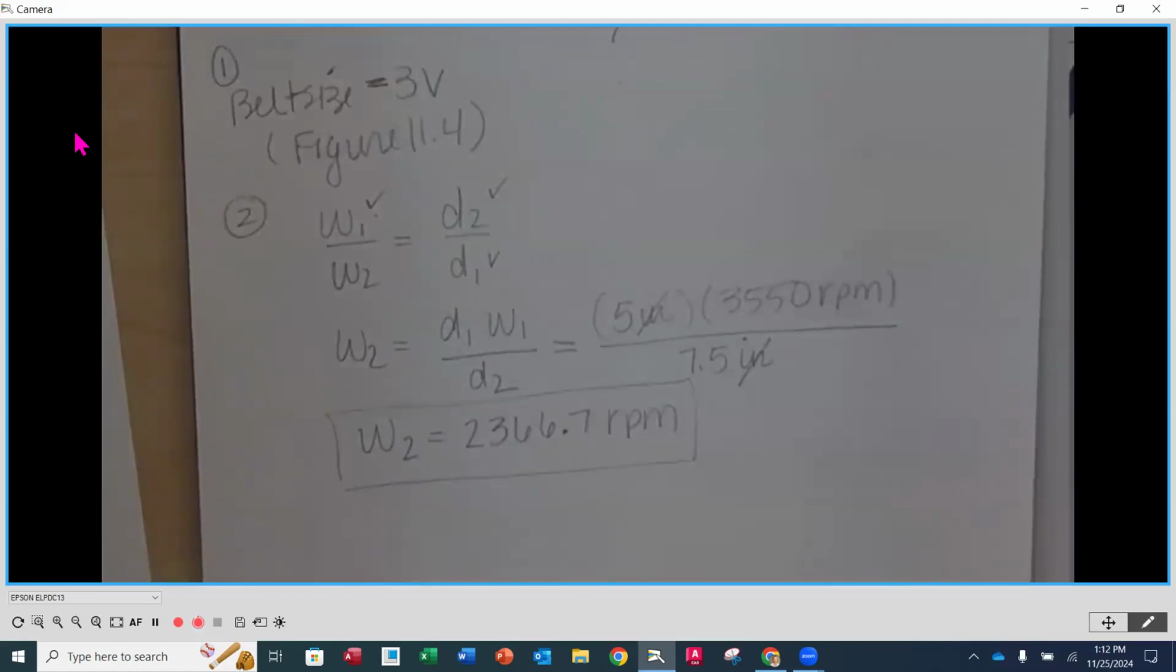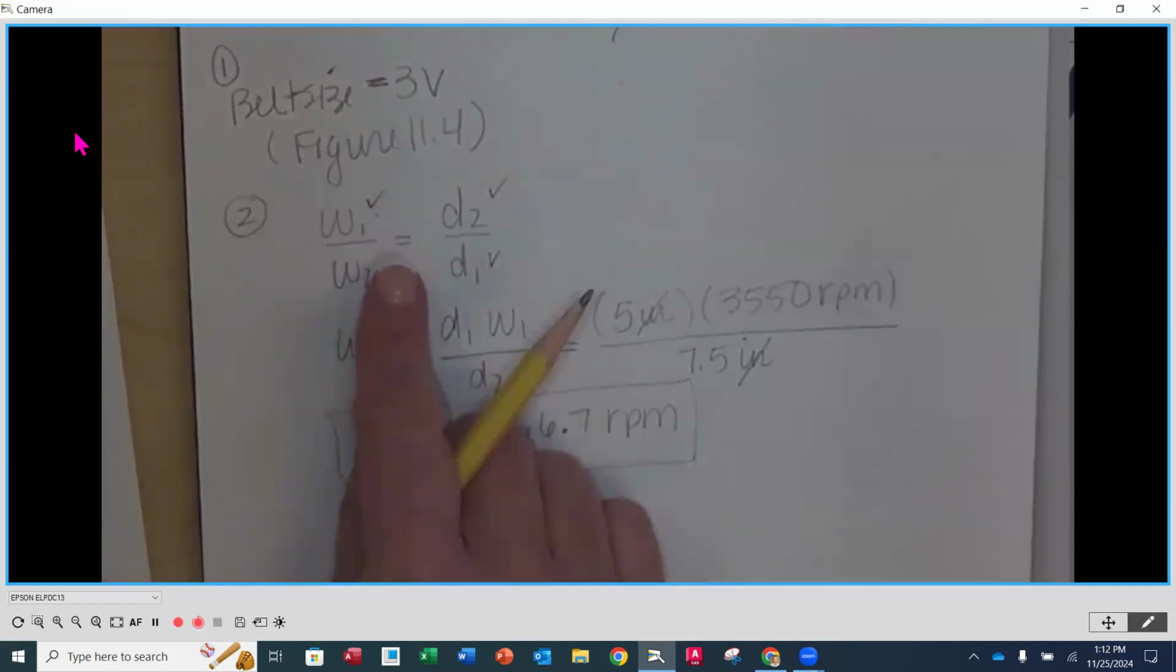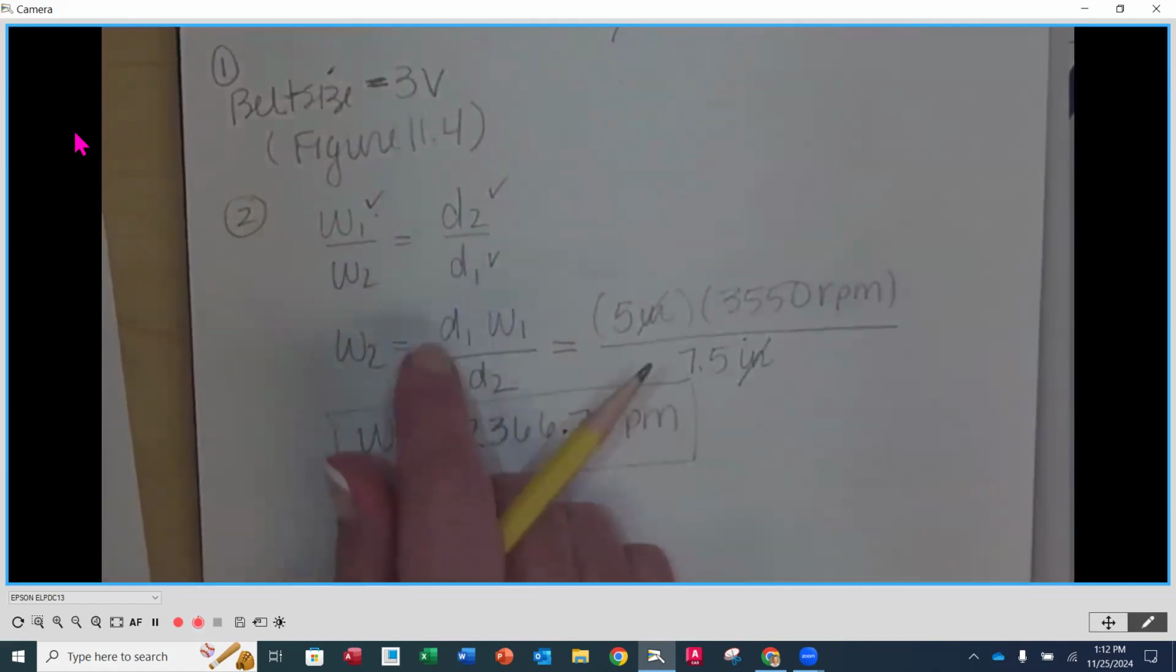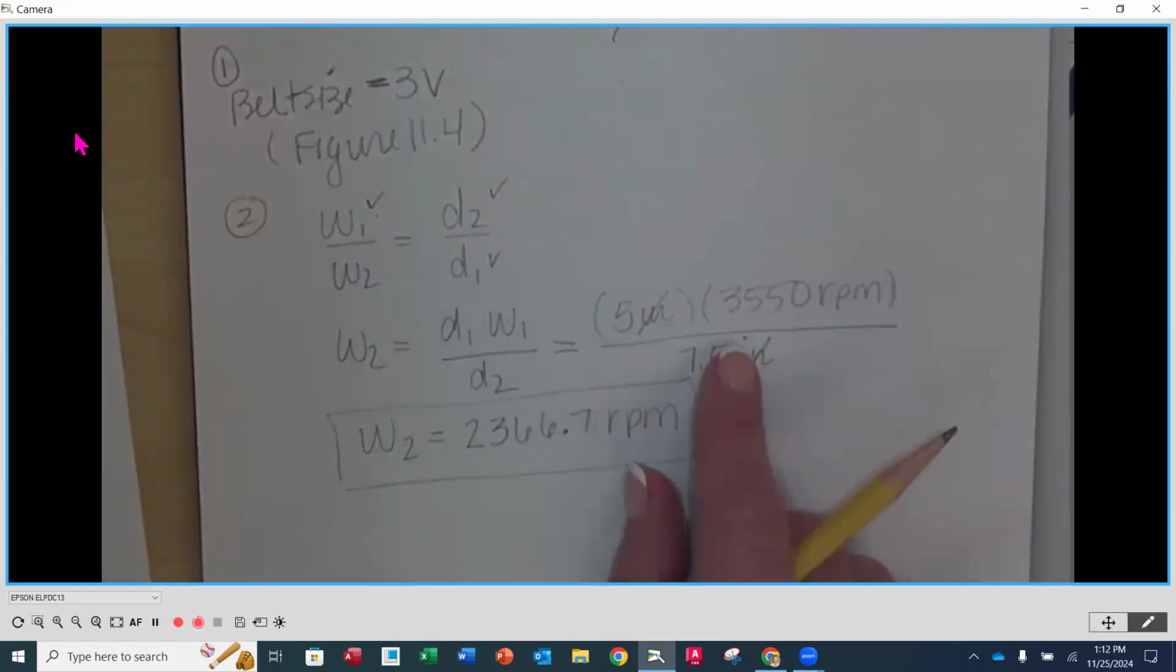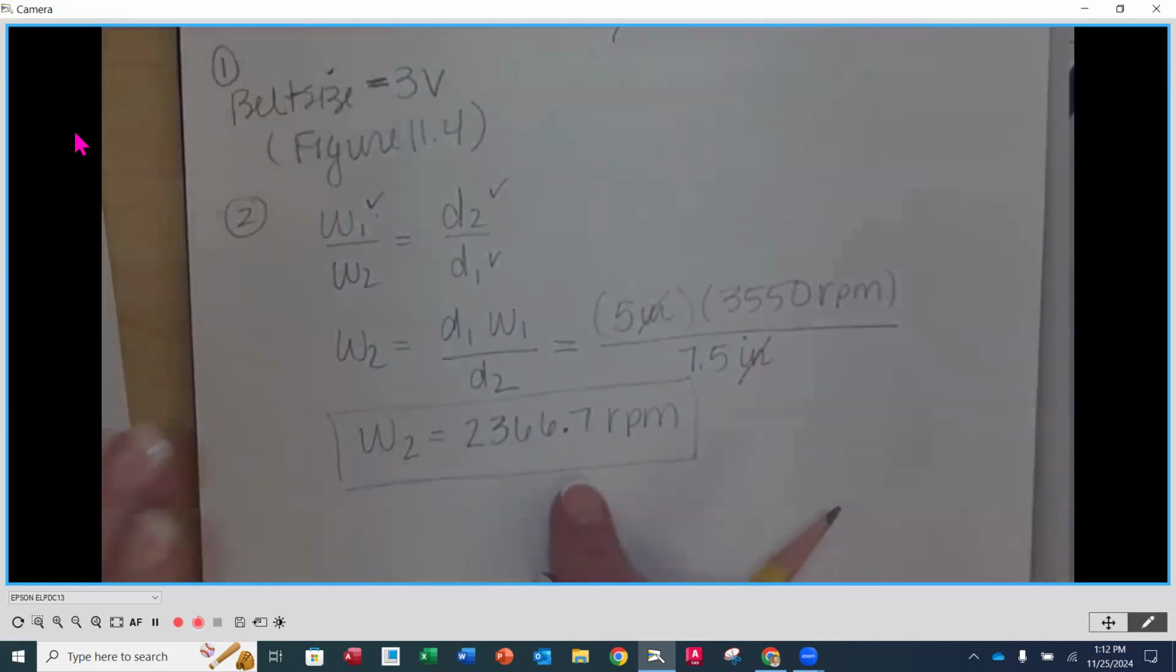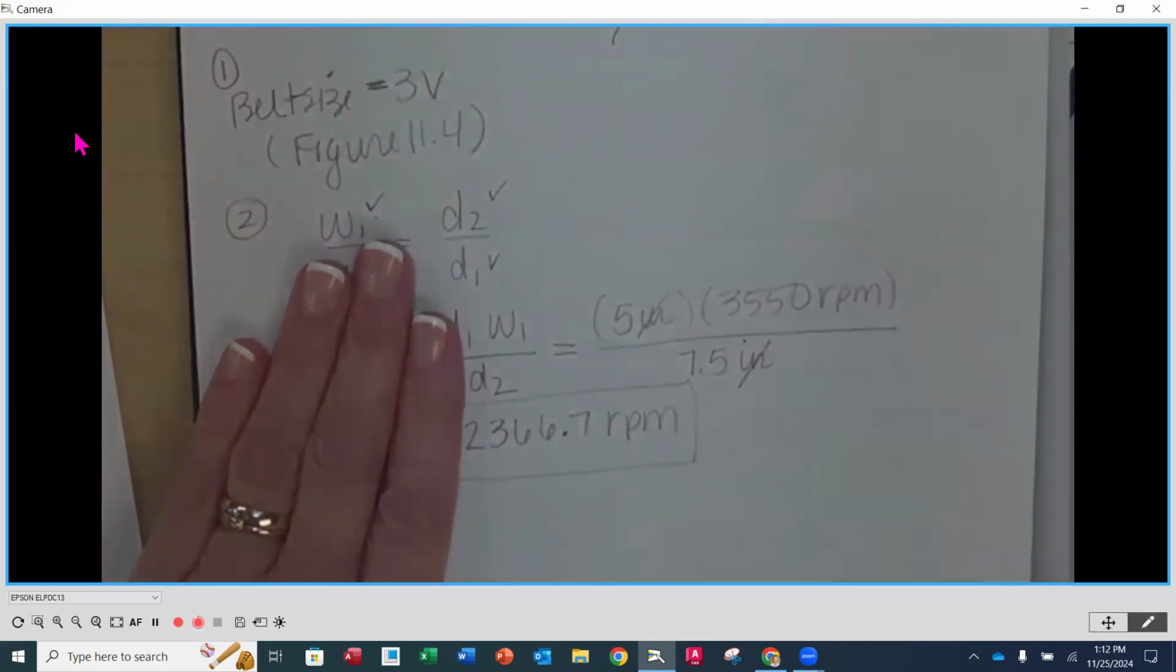So the elements that we've been practicing here are, we write our equation in variable form, rearrange as needed, and then we put our numbers in with units, cancel and or combine, and then you put your final answer. Do not leave this as just 2366.7 RPMs with a box around it. Why not?